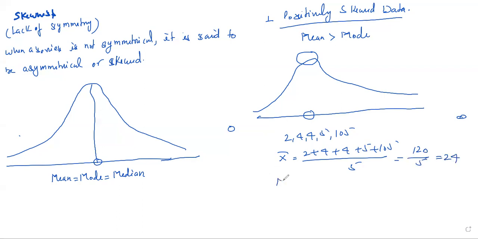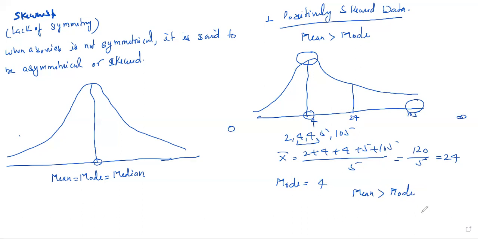And mode, the most frequent value of the data, is called mode. And here 4 is repeated 2 times. So mode is 4. So just suppose 4 is here and 24 is here and 105 is here. So this is mode, this is mean, and this is our one value 105. So in this case, see, our mean is greater than mode. So this is positively skewed data.